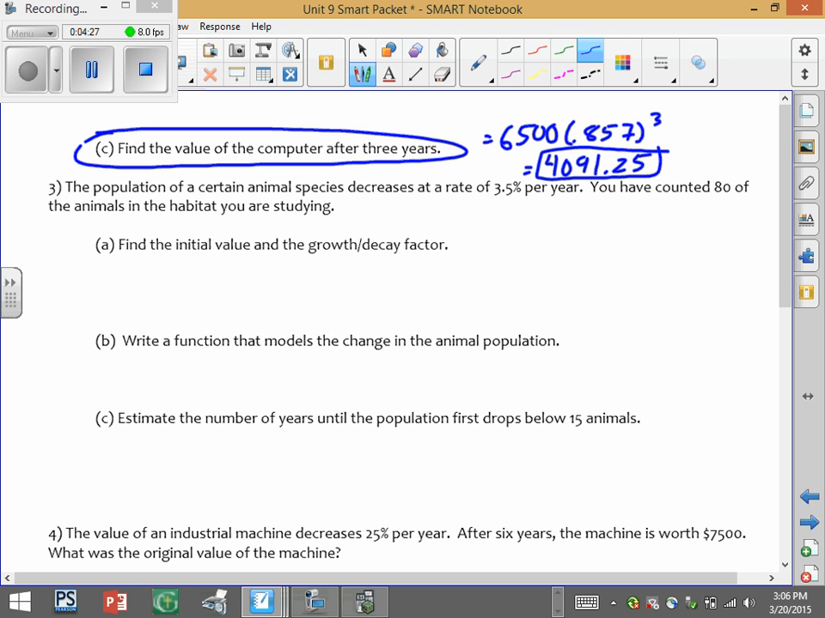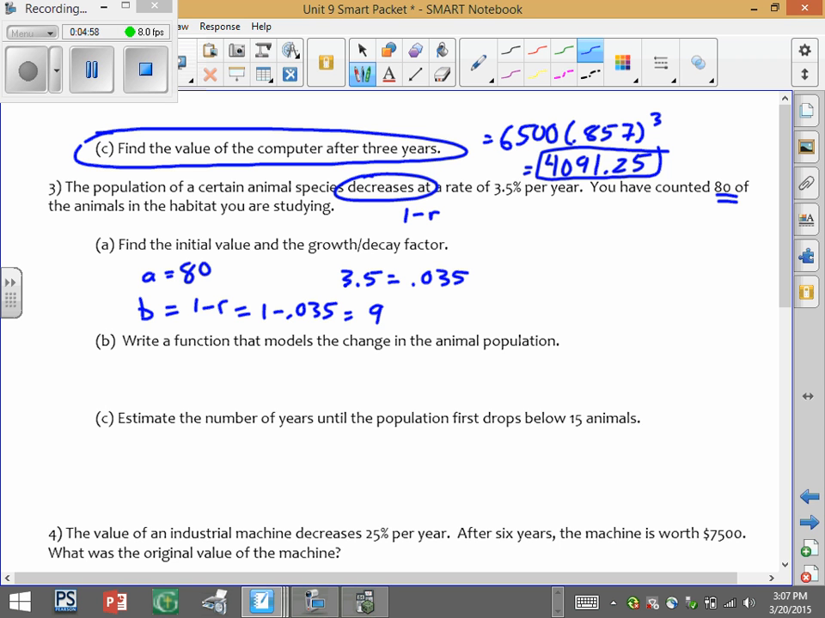So the population of a species decreases at a rate of 3.5 percent. So this is going to be 1 minus r. So find the initial value. So a here, the initial value is 80, right? You've counted 80. The b equals 1 minus the rate. So again, 3.5 percent, change that to a decimal, is 0.035. So we got to do 1 minus 0.035, and that is 0.965. So our function that models that is 80 times 0.965 to the x. So estimate the number of years it first drops below 15 animals.